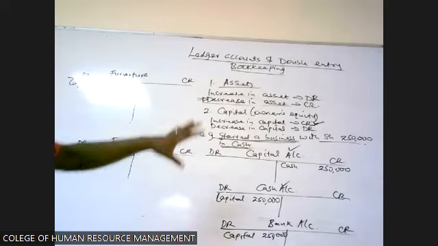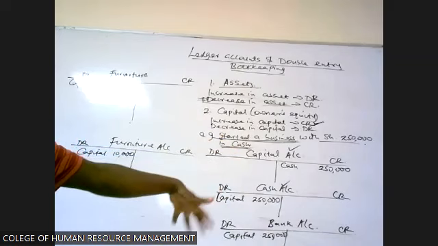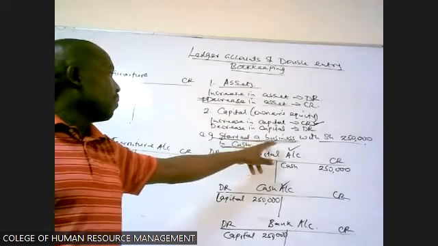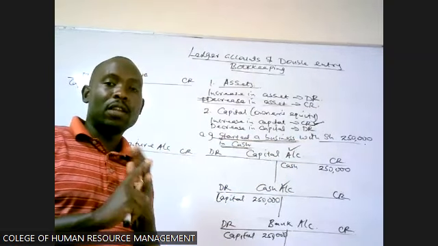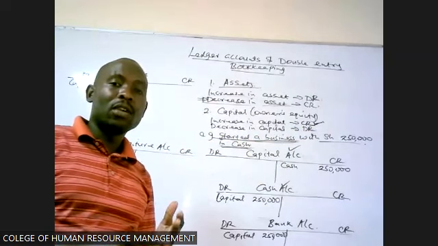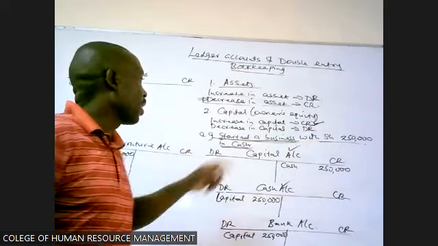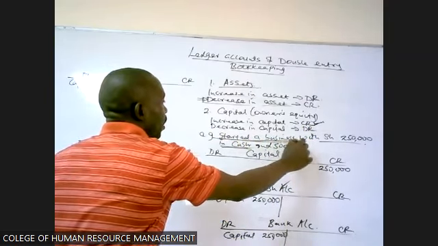So capital, most of the transactions that you get in your exams, you are going to be told started a business with a certain amount of money, either in form of cash or in form of bank. Or sometimes you can be told started a business with 50,000 in cash and 500,000 in bank.